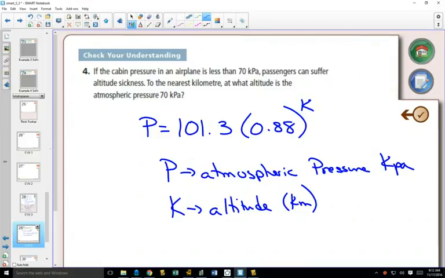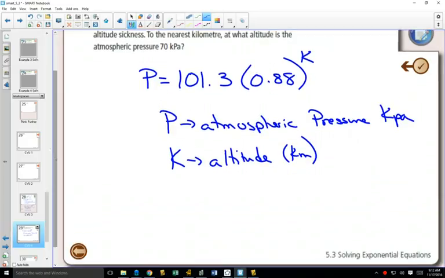So, if a cabin pressure in an airplane is less than 70 kilopascals, passengers can suffer from altitude sickness. To the nearest kilometer, at what altitude is the atmospheric pressure 70? So when we get to our formula, what do we know? We know that the pressure is 70.